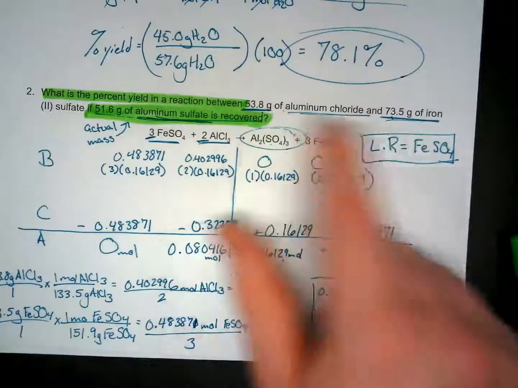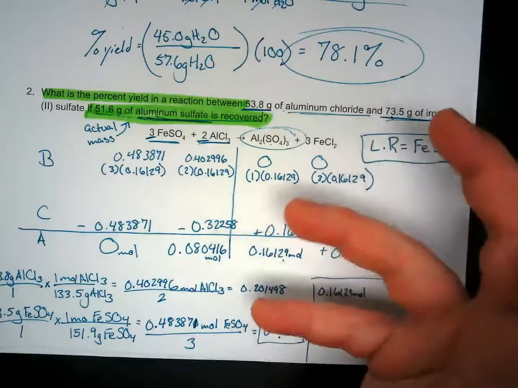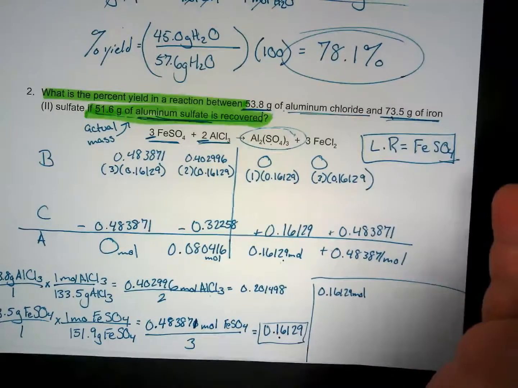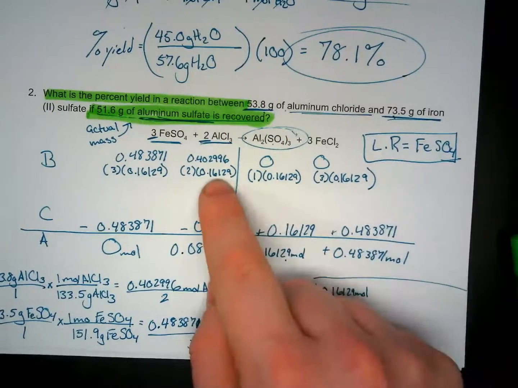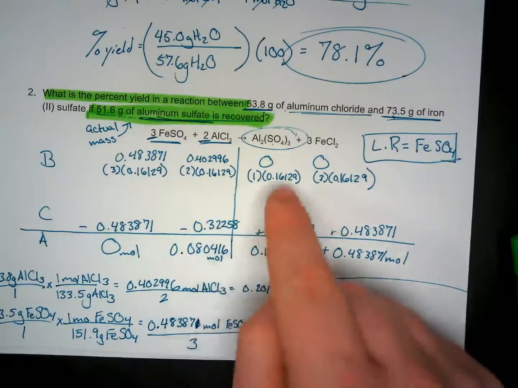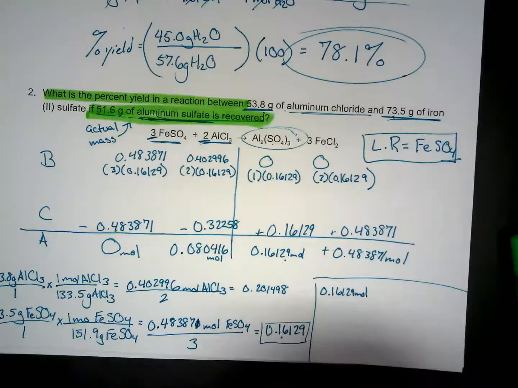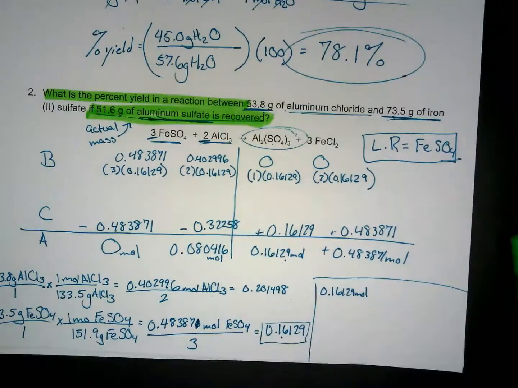Over here, this is all we begin with. We don't know what's been used up and how much of it will be used up, and we don't know how much of the excess reactant will be used up, which means we don't know how much will actually be produced, or theoretically produced. That's why we had to make the BCA chart.